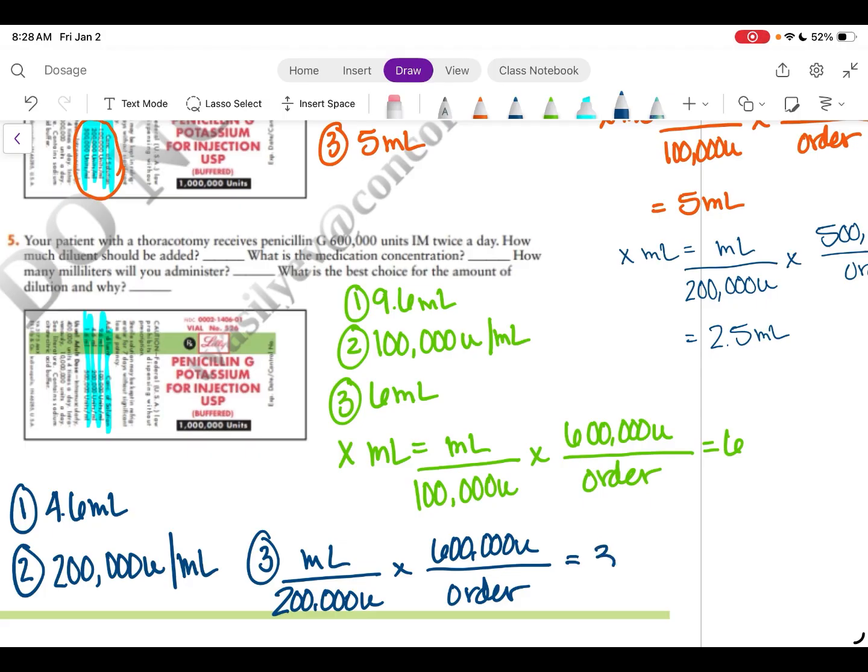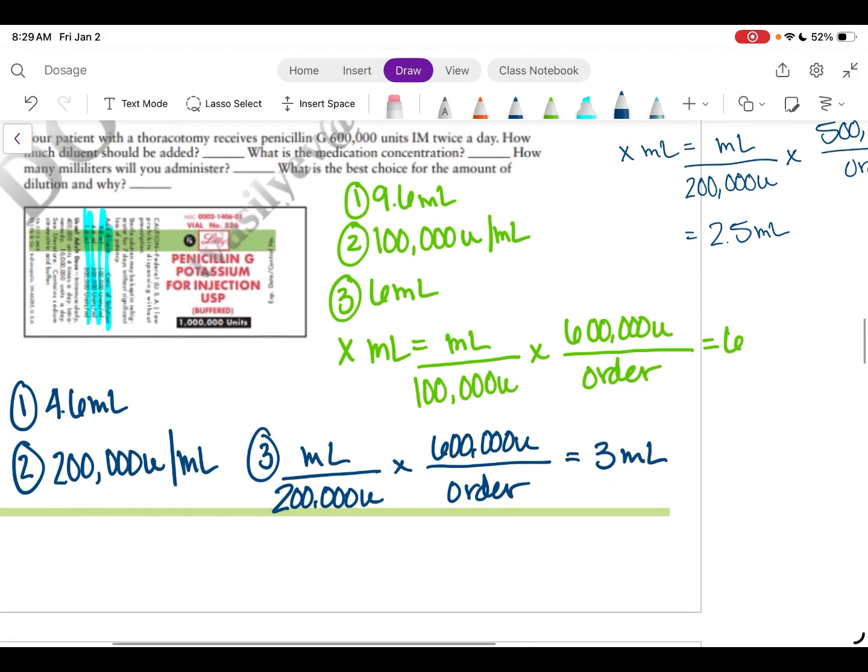So in this case, I'm getting 3 milliliters as my final answer. For questions like these, it doesn't matter which diluent you pick. You'll have a concentration that corresponds to the amount of diluent you picked. Then you have to figure out how many milliliters you will administer. As long as your answers match up, you'll get the question correct.